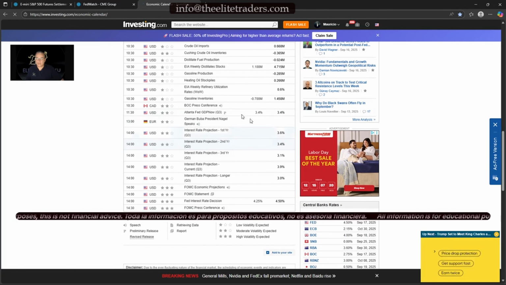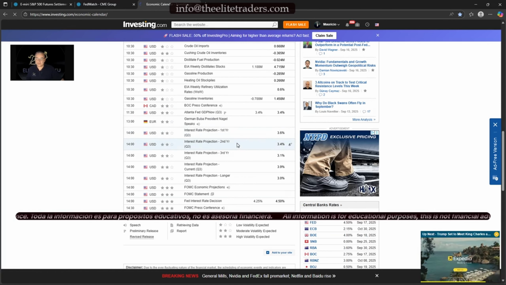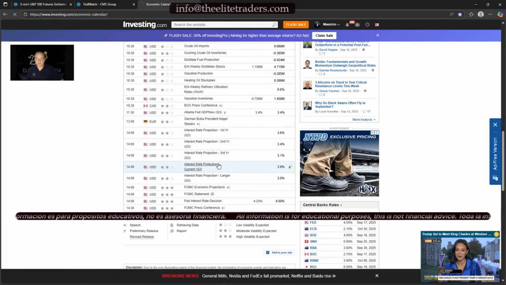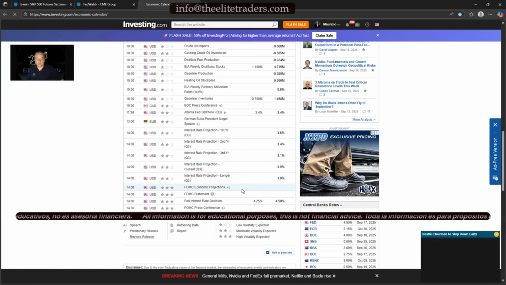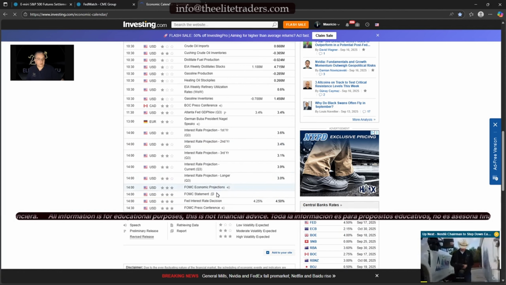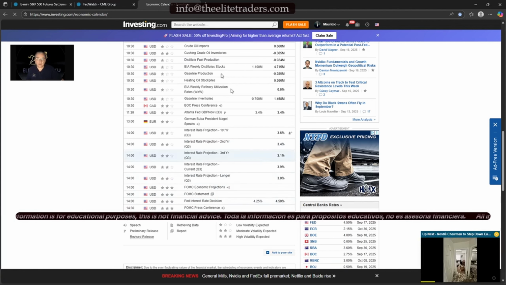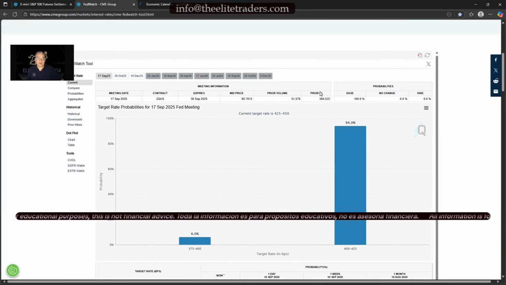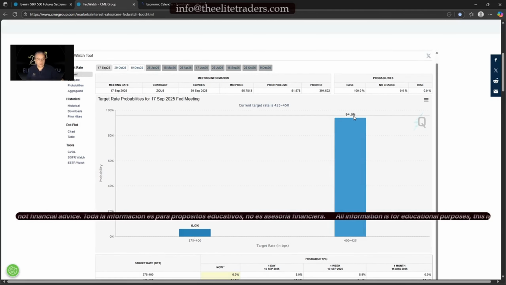That does not concern us. But here we go, 1400 hours, 2 o'clock. Interest rate projection for the second year, for the third year, current rate projection, longer rate projection, and FOMC right here. That's the one that we're going to be looking at at 2 o'clock when the decision comes out. Now, everybody's waiting for the decision, but the market has already said there is a 94% probability that the Fed is going to lower the interest rate by 25 basis points. It's already priced in. They already know.